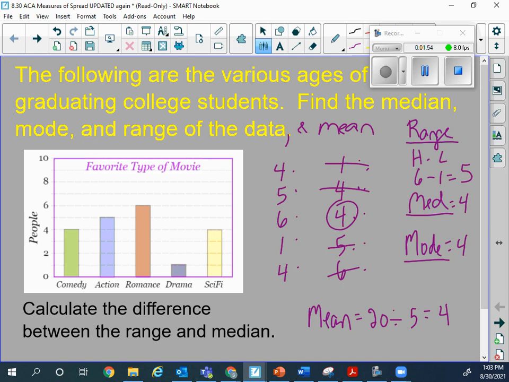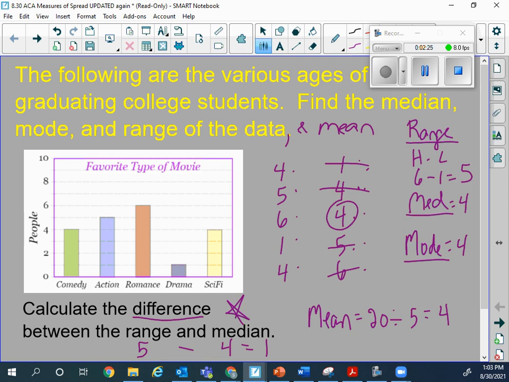Got it? All right. Now, there is a question down here. It says to calculate the difference between the range and the median. What does this word difference mean? Subtract. So that means I got to find my range, which was 5. The median was 4. And then 5 minus 4 is 1. That's all you had to do.